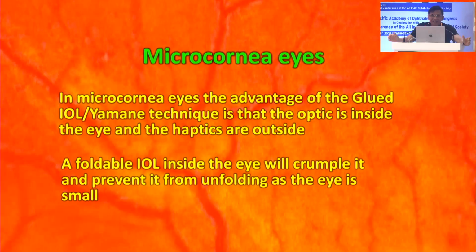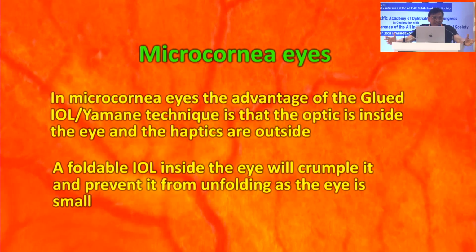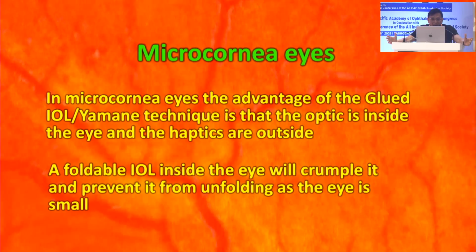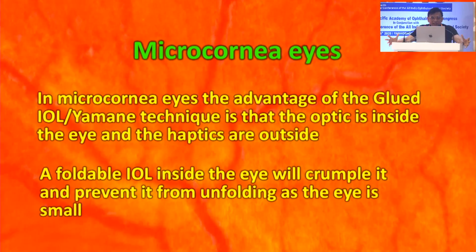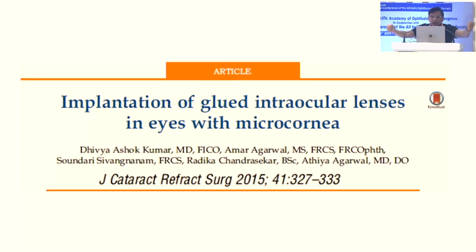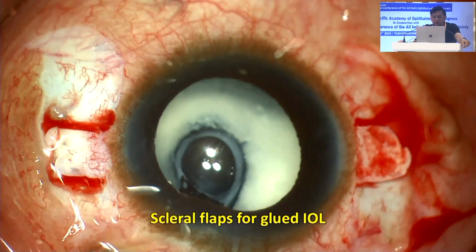So in such cases, in a microcornea 7 millimeter eye, the only solution is to do either a glued or a Yamane or something like that, because the optic is inside the eye, the haptic will be outside. We published this in 2015.